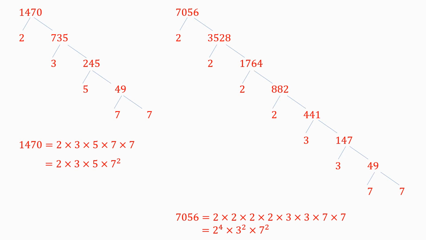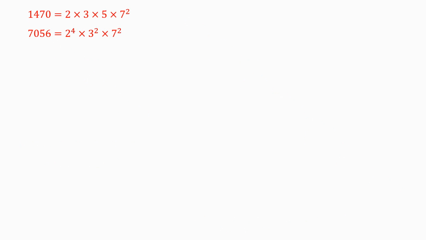So we have obtained 1470 and 7056 as products of prime factors. So we go back to the question. We have been asked to evaluate 1470 squared over the square root of 7056.